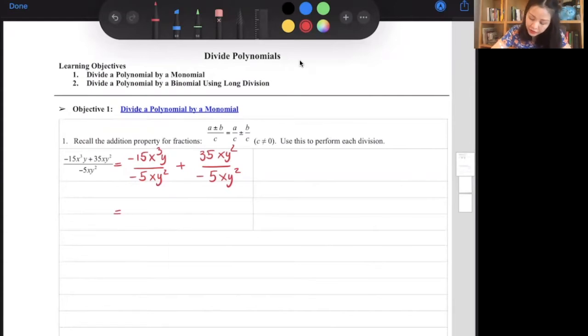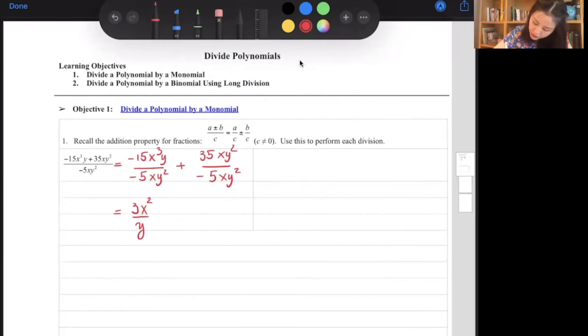Negative 15 divided by negative 5 is positive 3. X cubed divided by x is x squared. Y divided by y squared is y, but y is going to be in the bottom. Why? Because the degree of the denominator is larger than the degree of the numerator, right? So remember the quotient properties for exponents: 2 minus 1 is 1, and the factor stays in the bottom.